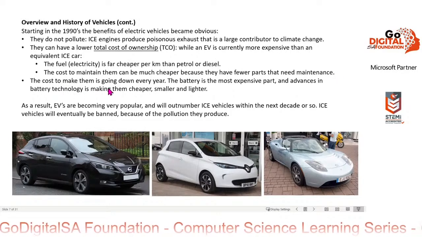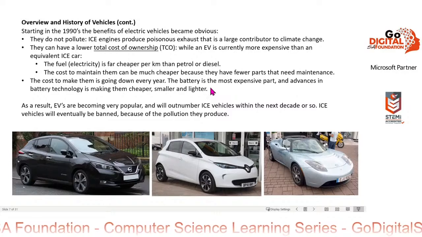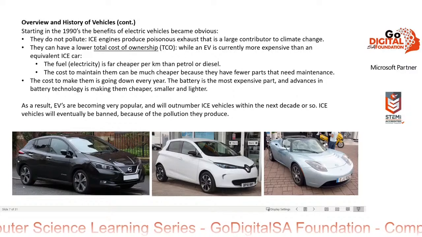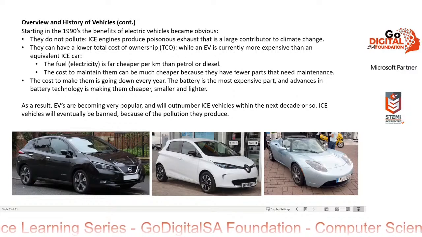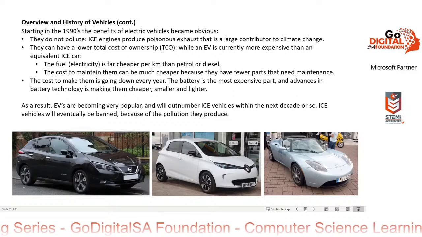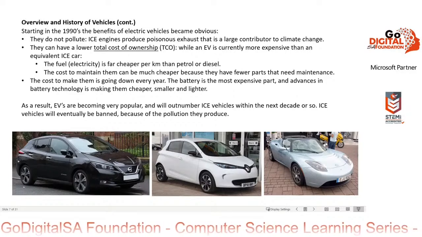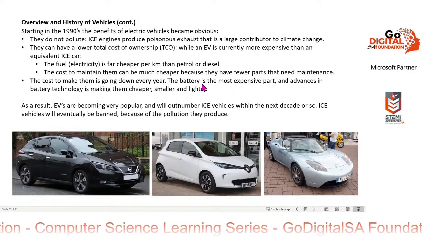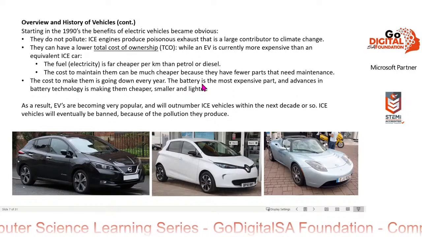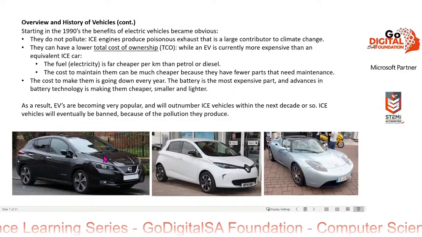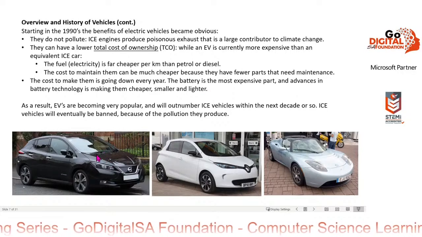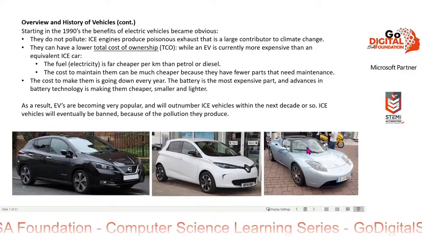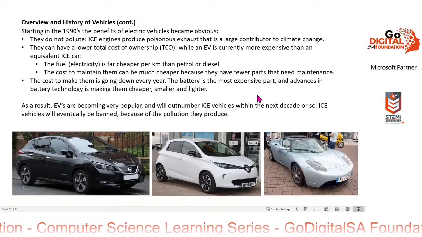The cost to make them is going down every year. The battery is the most expensive part, and advances in battery technology is making them cheaper, smaller, and lighter. As a result, EVs are becoming very popular and will outnumber ICE vehicles within the next decade or so. ICE vehicles will eventually be banned because of the pollution they produce. Okay, these are just some examples of new EVs. That's a Nissan Leaf, that's a Renault Zoe, and that's a Tesla Roadster.